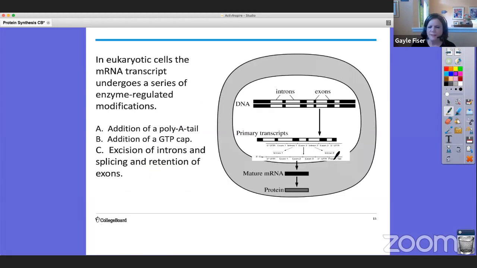All right, so this isn't the most ideal diagram, but I took two from the test bank and merged them together to say what I wanted to say with this. In eukaryotic cells, the messenger RNA transcript undergoes a series of enzyme-regulated modifications: addition of a poly A tail, addition of a GTP cap, excision of introns, and splicing and retention of exons.